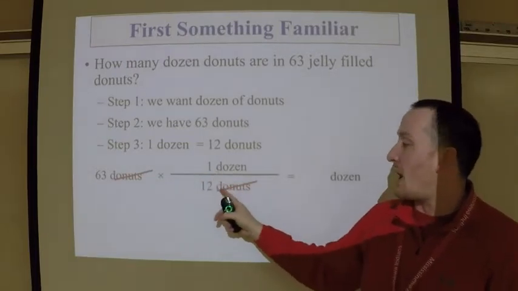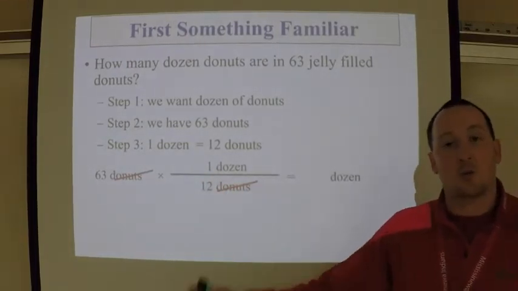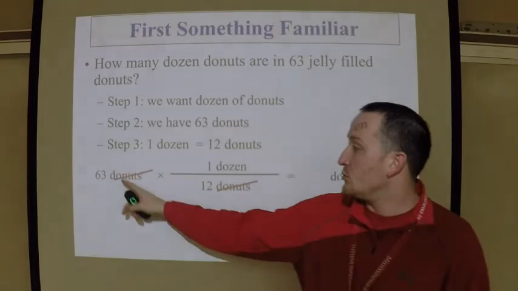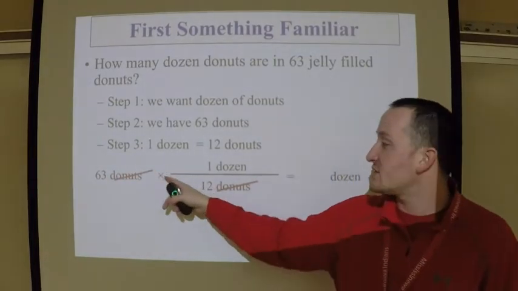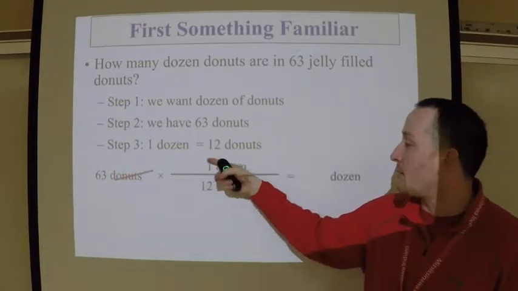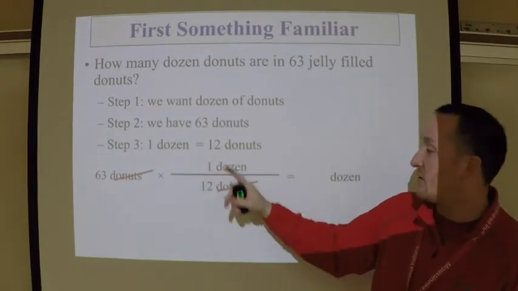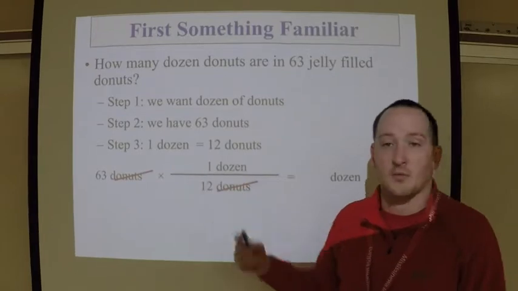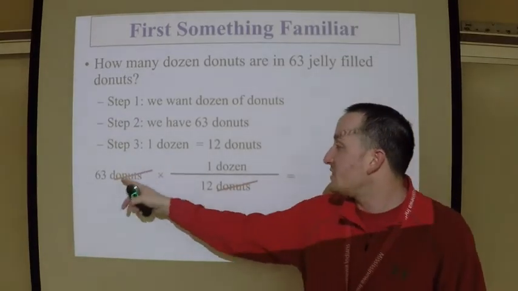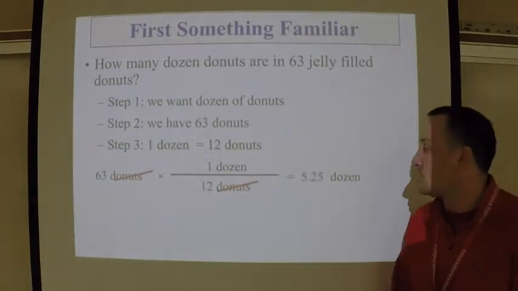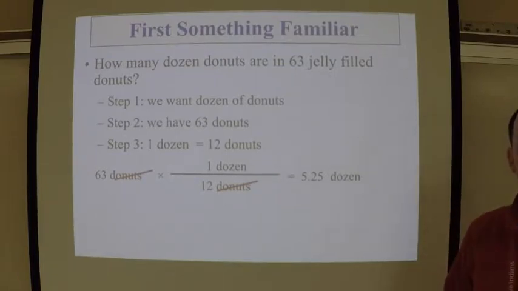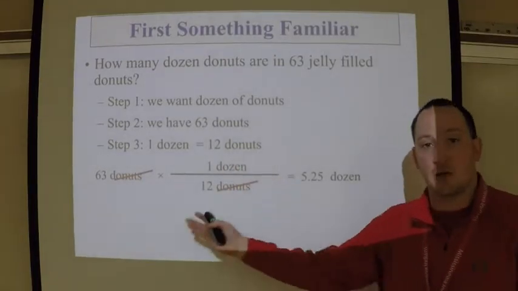If a number is on the bottom of a fraction, I divide by it. So what I would type into my calculator here is I would do 63, and then even though this is a multiplication sign, technically I do 63 times 1, and then I divide by 12. Now, multiplying by 1 does nothing, so I do 63 divided by 12, and that number should be 5.25 dozen. Okay, so that's how you use dimensional analysis.